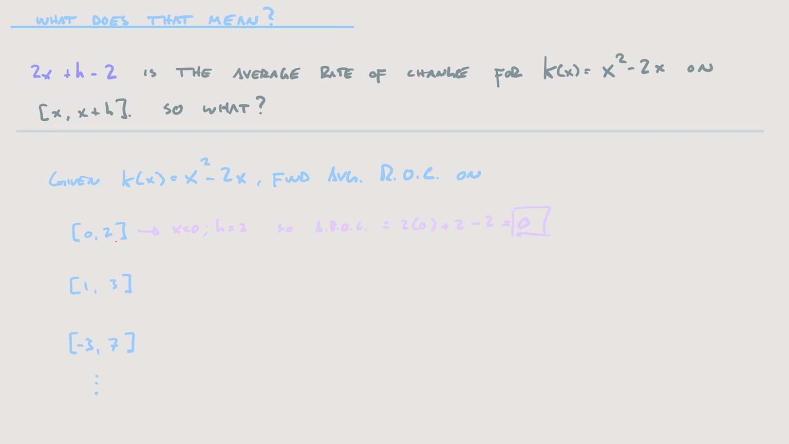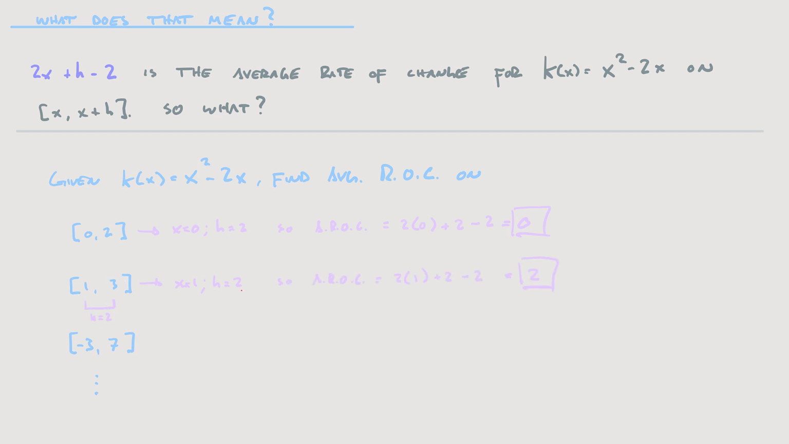So just plug that into this, right? So 2 times 0, because x is 0, plus 2, because h is 2, minus 2, well, those just cancel, so 0. The average rate of change for k on the closed interval 0 to 2 is 0 by plugging stuff into the difference quotient. In the next one, x is 1, and h is again 2, right? You might be tempted to think that it's 3, but remember, it's the distance between this and this. That's how we defined h. So the distance between 1 and 3 is 2, so we have h is equal to 2 here.